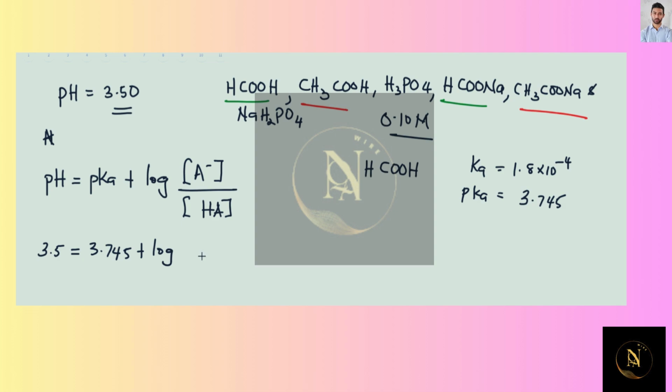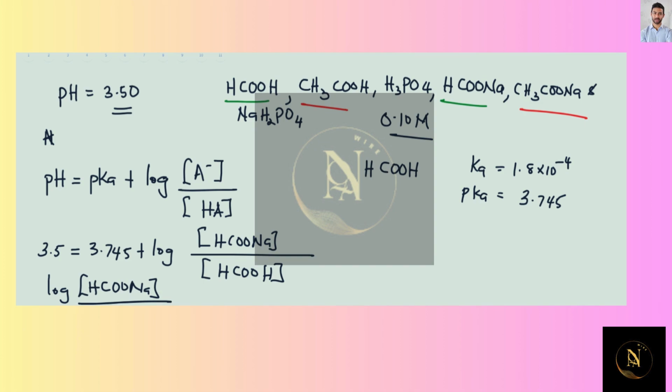So the concentration, we are told that it's 0.1. So that's going to be the HCOONa concentration divided by the concentration of HCOOH. So first we're going to have log of HCOONa divided by HCOOH equals 3.5 minus 3.745.